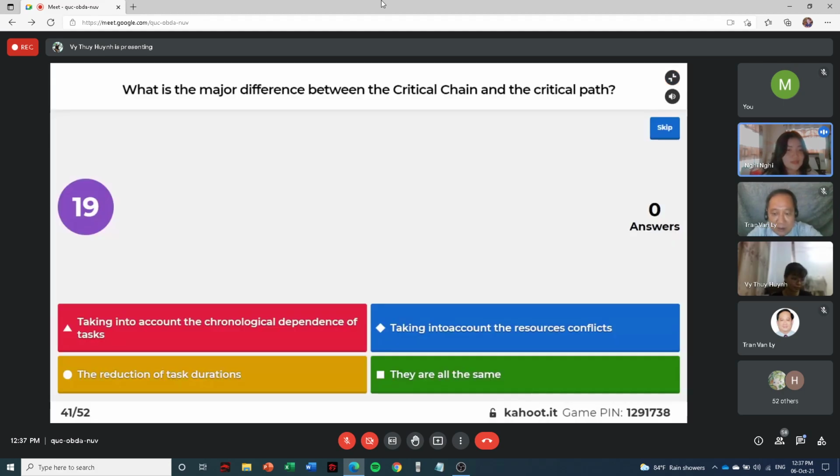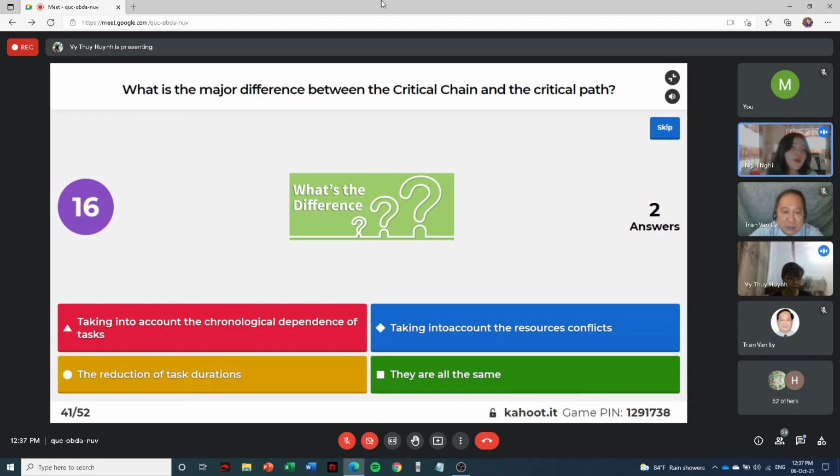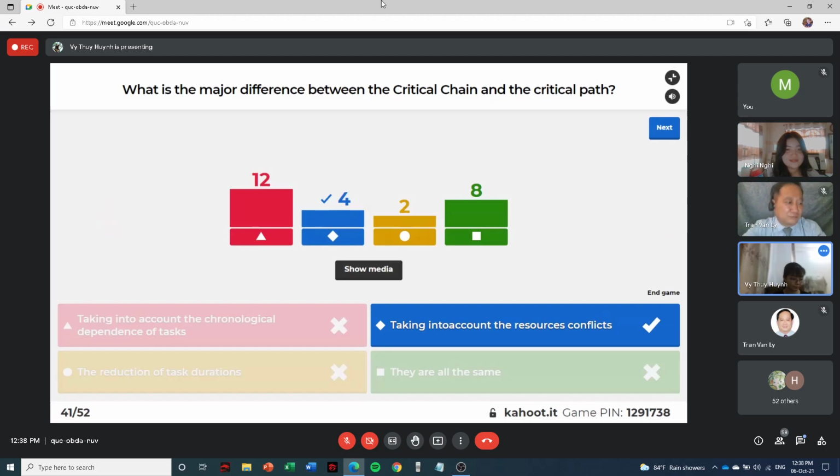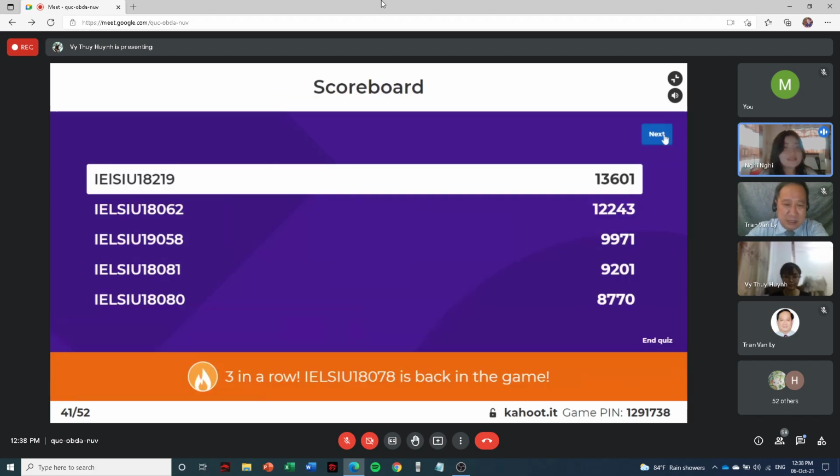The last part of question. What is the major difference between critical chain and the critical path? Oh my God. It's got me a little bit confused. Are the two of them the same? No, they're not the same. Okay, hope that after these questions, you will figure out the difference between them.